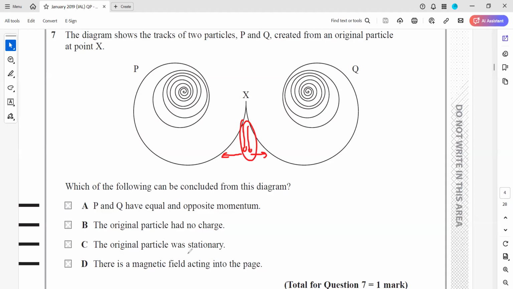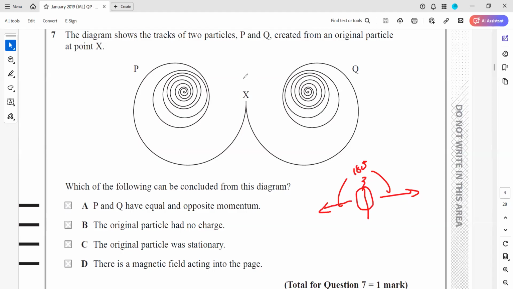Original particle was stationary. Why can we not say the original particle was stationary? Because if the original particle was stationary, then according to conservation of momentum, the two particles must move exactly 180 degrees out of angle with each other, so that the momentum will be conserved. And the magnetic field is acting into the page.